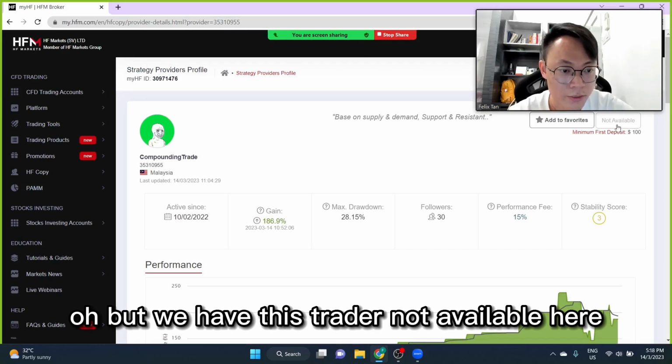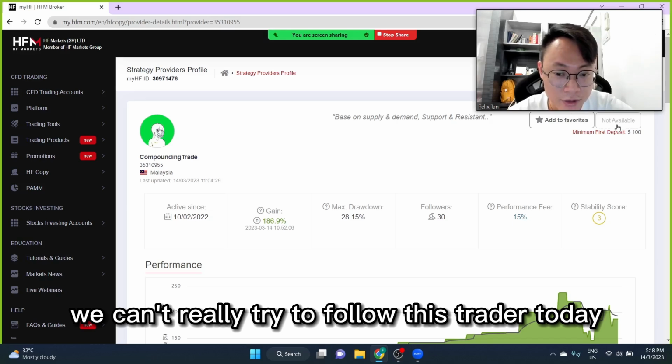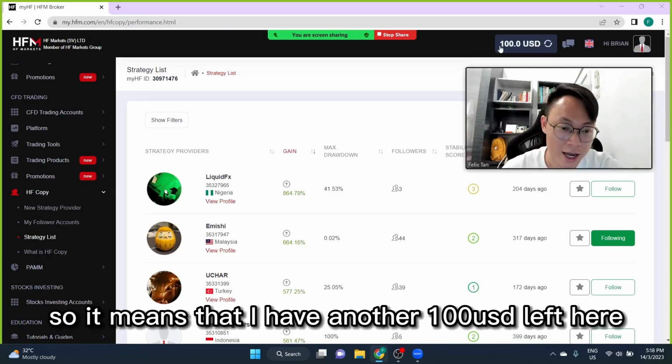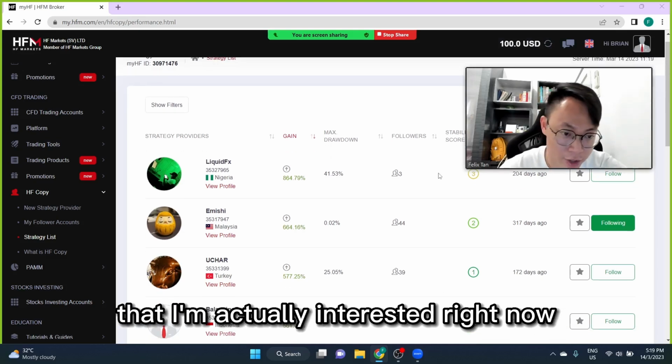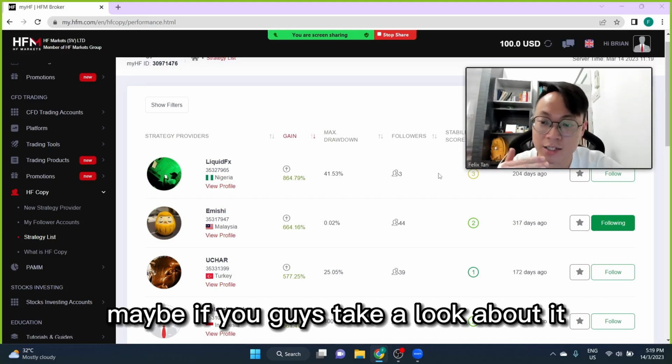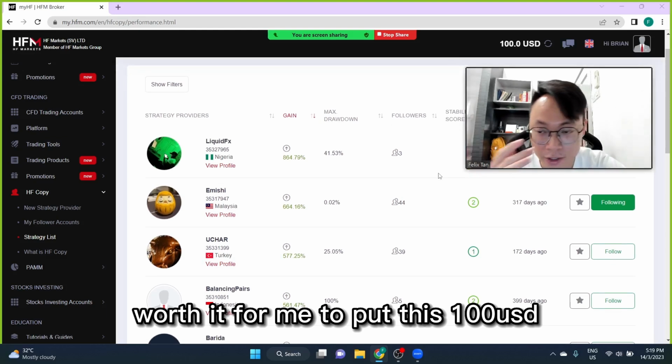Oh, but this trader is not available here, and I'm not sure why, but the notice says it is not available. So it means that we can't try to follow this trader today. So I have another 100 US dollars left here as my balance. I do not have any trader that I'm interested in right now. Maybe if you take a look, you can tell me who is actually worth it for me to put this 100 US dollars in.